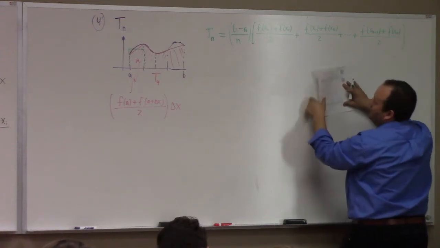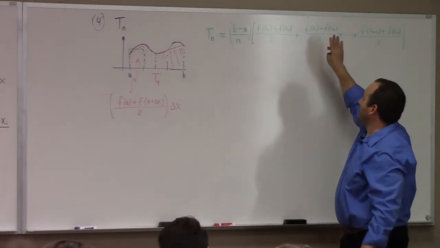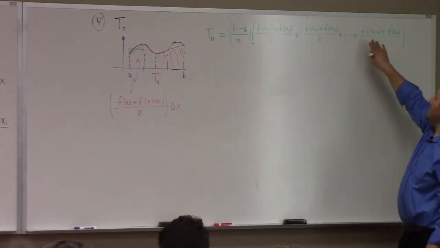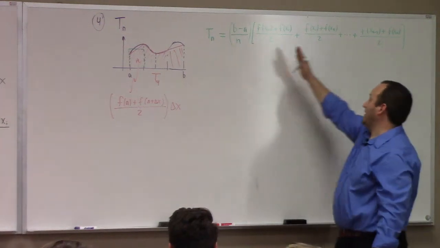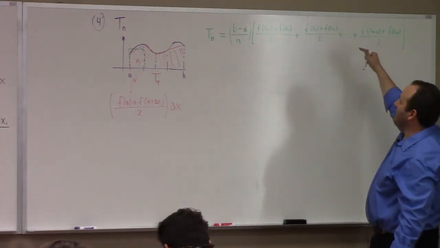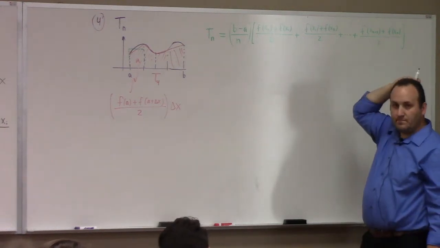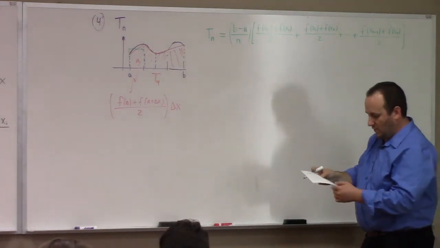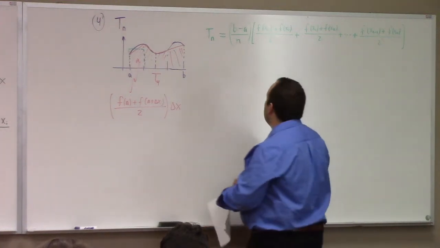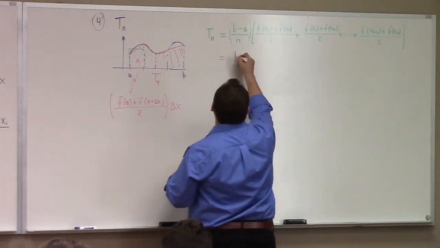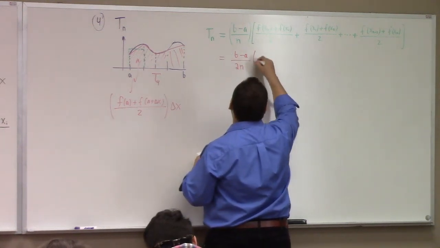all I've done is this is the area of the first trapezoid, area of the second trapezoid, area of the nth trapezoid, right? So you just add them together. But you notice there's some commonality, isn't there? What usually people do is they factor out the 2. So we do b minus a over 2n, all right?